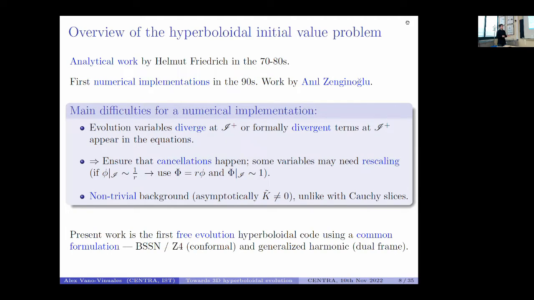And this talk I'm presenting now shows the first evolution of a hyperboloidal implementation that uses a common formulation, such as BSSN or Z4, which is commonly used with the moving puncture approach for binary black hole simulations, or the generalized harmonic gauge using the dual frame approach. I will talk about this a bit later on, which is commonly used with the excision way of treating the black holes in binary black hole simulations.